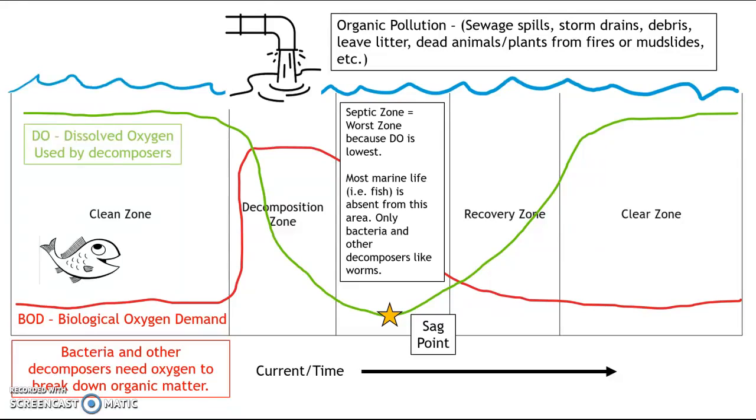Again, if we look at the zones on the opposite ends of the diagram, our clean zone is high in dissolved oxygen, so it's going to be a really great area for fish and other marine life. You're going to see a lot of life in the clean zone. Also, after we have recovery from the pollution, when you get to your clear zone, you'll have your fish come back. You'll see a large increase in marine life because that DO level has risen again.